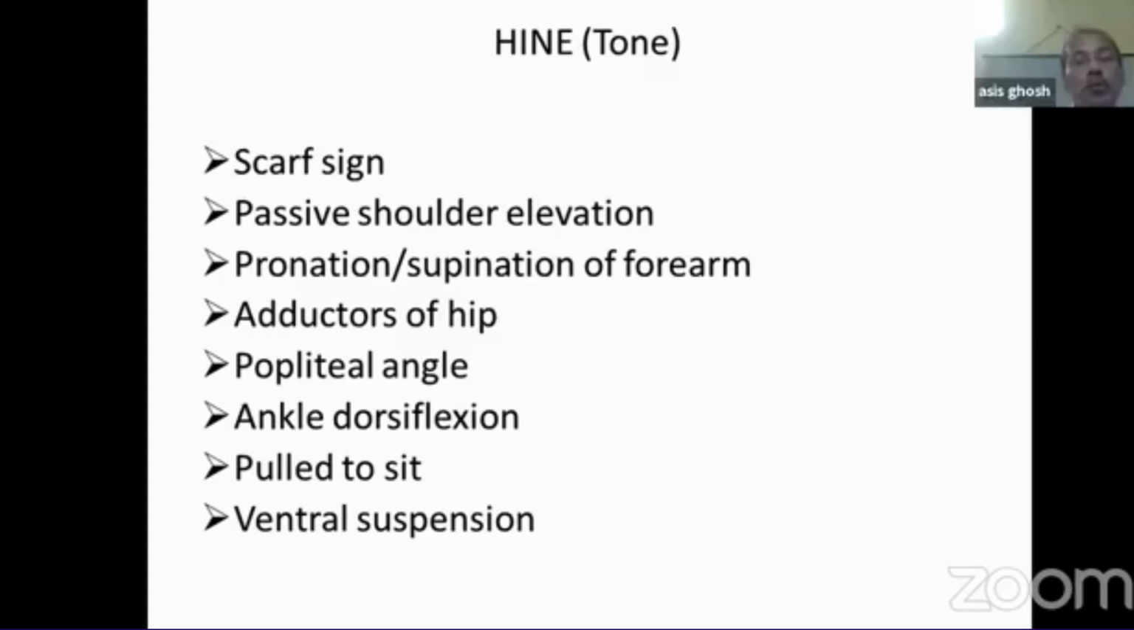So under pull to sit, you actually see the child's head control in supine position and whether the child can anchor at the pelvis. Under ventral suspension, you see how much the child is lifting his head. So all these postures and testing postures give you some idea about the tone at that early age.